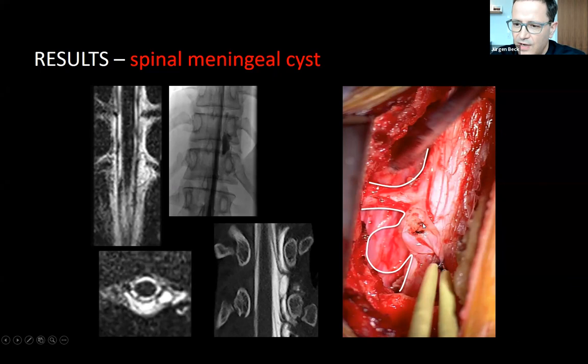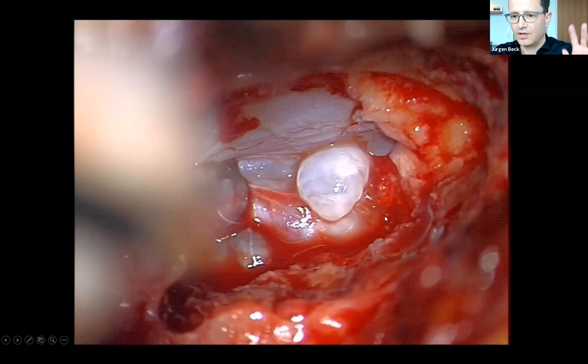So as you see in the next image, this is a fresh, if you want, early operated spinal meningeal cyst. Here are the feet, here is the head. This is the exiting nerve root. This is the thecal sac. And here underneath, it shines through. There's a tiny little tear in the dura. This is the pathology. The cyst is merely the arachnoid outpouching out of the dura.